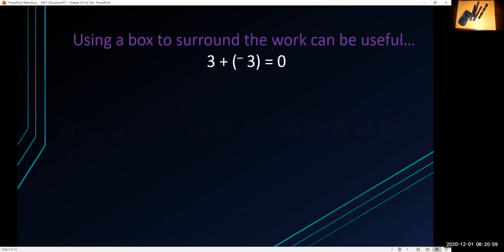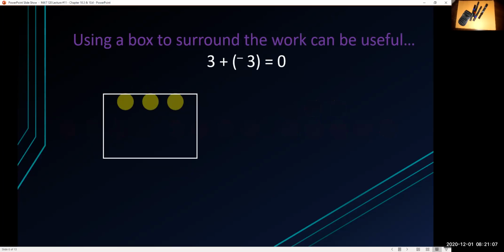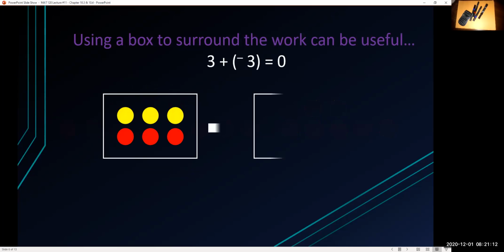Okay. Another thing that we like to do a lot here with the colored chip models is use a box. So let's get a box. Here's a box. Now, in the box, we could put the idea of 3, and then we could put the idea of -3 as well in the box. And now what happens? Well, I guess they cancel each other out, and what's left in the box is nothing, so the answer is 0.